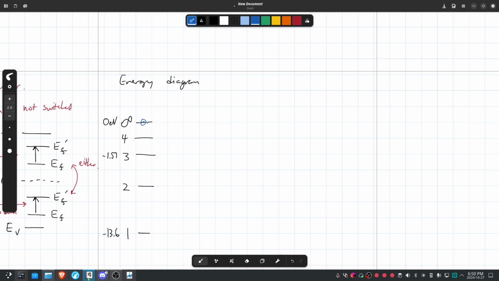This electron came from up here and then jumped all the way down to position 3. And in it, it has released a photon of light. So negative 1.51 eV, and that energy has turned into a light.